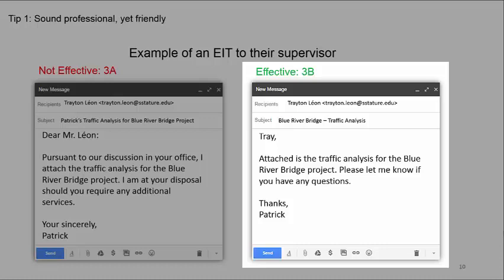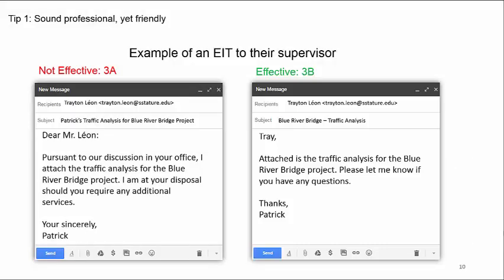It provides enough context, but omits irrelevant details like "pursuant to our discussion in your office." When addressing people you don't know or have met very recently, or emailing someone in a far superior position such as the head of a large organization, use the polite form title plus last name. For example, Mr. Smith, President Smith, or Professor Smith. You are less likely to cause any offense.